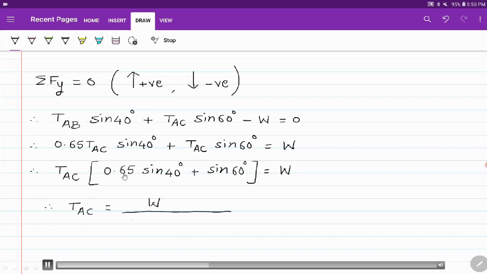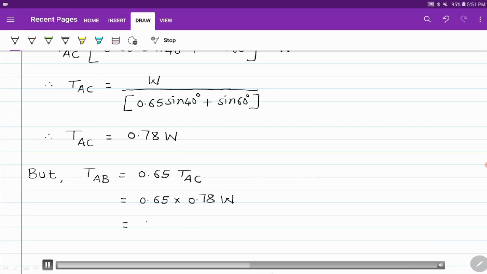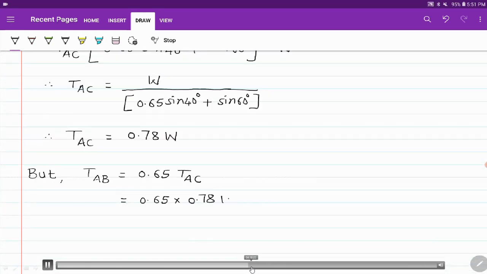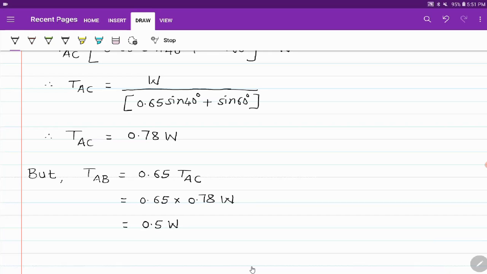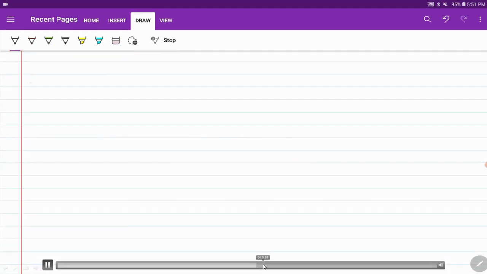Or we can say that W divided by this total bracketed term will give you the value of TAC. In terms of W, that value comes out to be 0.78 W. But TAB is 0.65 times TAC, so it is 0.65 into 0.78, and that value comes out to be 0.5 W. So now we have the relation between TAC and W and between TAB and W. Now let us see the next steps.